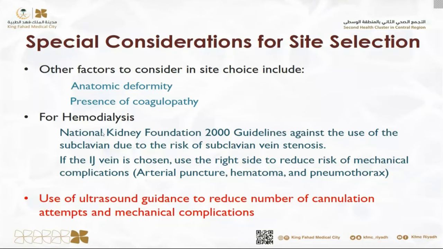For hemodialysis, as was mentioned yesterday, the subclavian is not recommended; it is recommended to put an internal jugular line, and we need to use the right side to reduce the risk of hematoma or pneumothorax with fistula. Whenever we are inserting a central line, it's recommended to have ultrasound guidance to reduce the number of cannulation attempts. The new method, the PICC line, will be inserted under ultrasound guidance. So some nurses are trained to insert the PICC line.